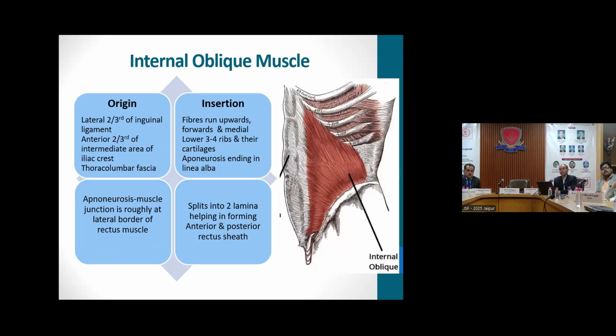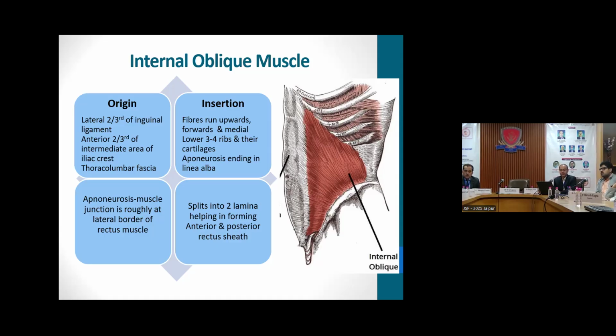Then there is the internal oblique muscle. Its fibers are perpendicular to the external oblique, so the origin lies below and the muscle goes from below upwards. The origin is from the lateral 2/3 of the inguinal ligament. Here we must remember that it is the lateral 2/3 of the inguinal ligament. That is why, when we are opening up inguinal hernias by the open method, we will see some fleshy part of the internal oblique muscle, whereas the transverse abdominis is tendinous only.